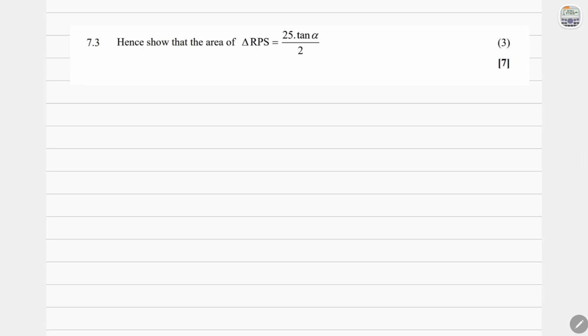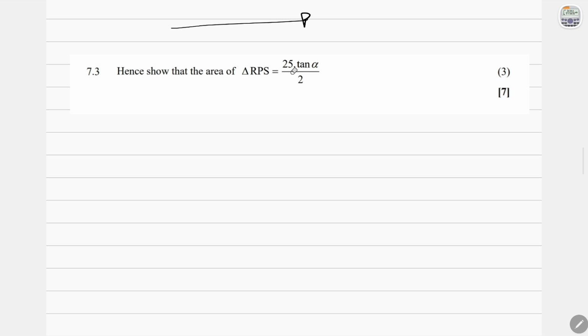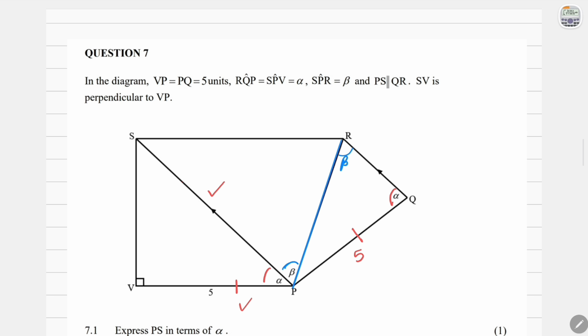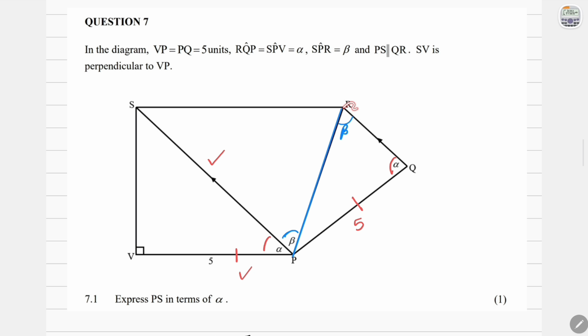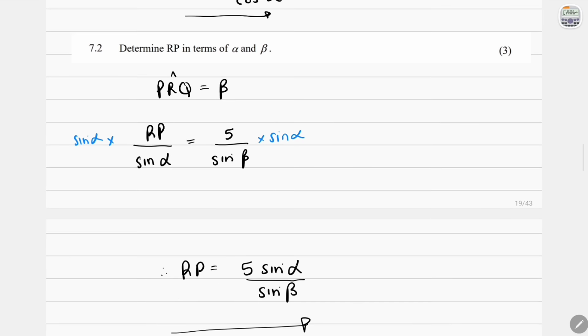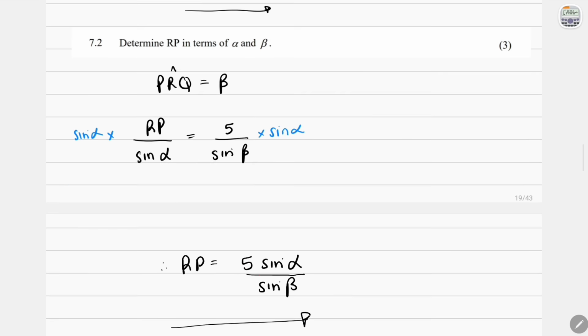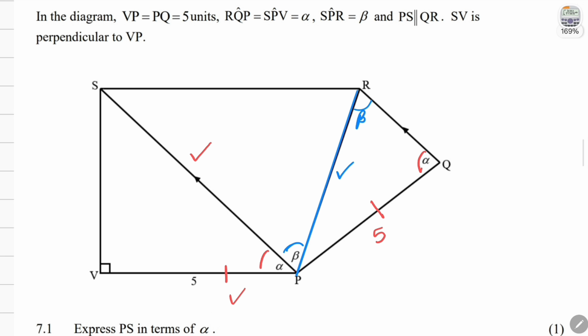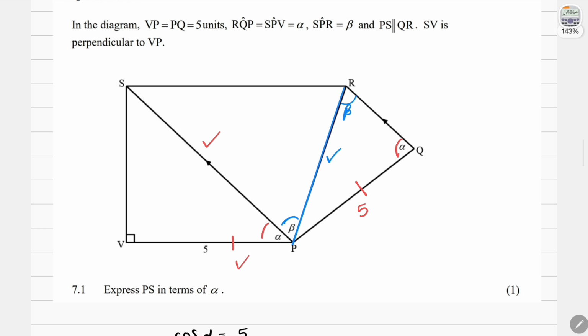And then the last question, 7.3, says, hence, show that the area of triangle RPS is equal to 25 times tan alpha over 2. So just RPS. RPS is this triangle over here. And you can see why they were making us find these things. They made us find an expression for RP and PS as well. You can clearly see that they made us do this because we can use the area rule here. Because we have beta in the middle and then the side next to it and the other side next to it, we can find the area of this triangle.